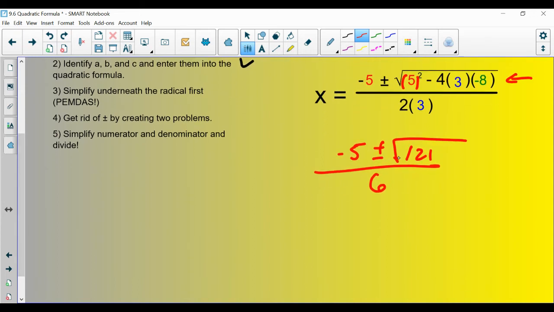Carrying on, next step is to, well, let's see if we can simplify our square root side. Sticking with step 3, can we simplify the square root of 121? 121 actually shows up in our list of perfect squares, which means that you guys should be able to type in the square root of 121 in your calculator, or even better, have it memorized and know that the square root of 121 is just 11.